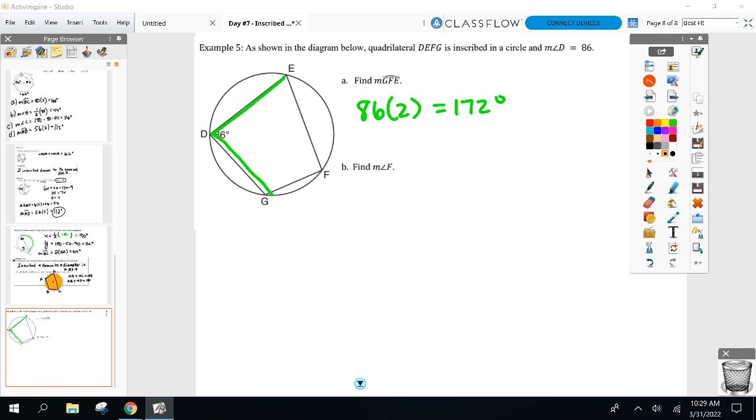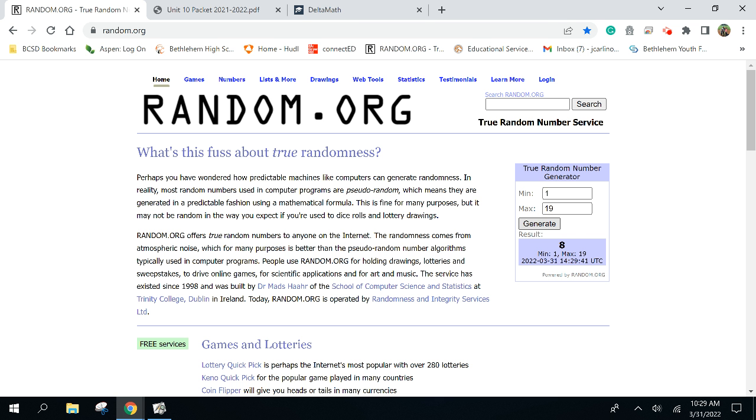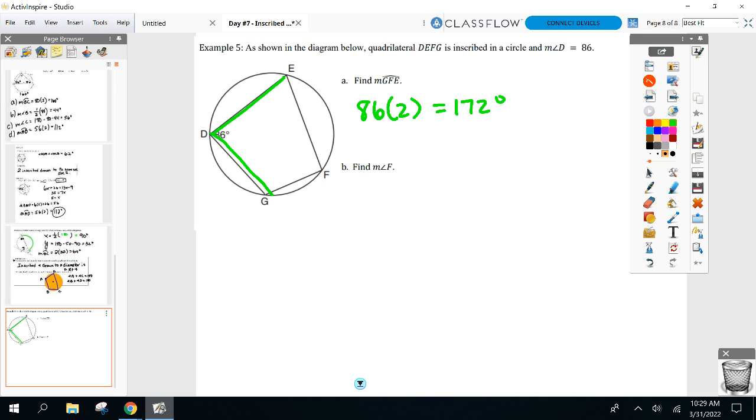And how do you find angle F? Know my theorem. That's how you find it, right? How do I find angle F? Supplementary to 86 degrees. Opposite angles in a quadrilateral. Supplementary. 180 minus 86. What do we end up with? 94.